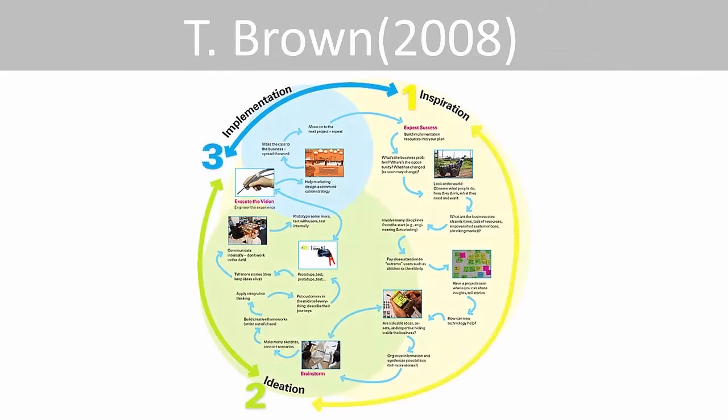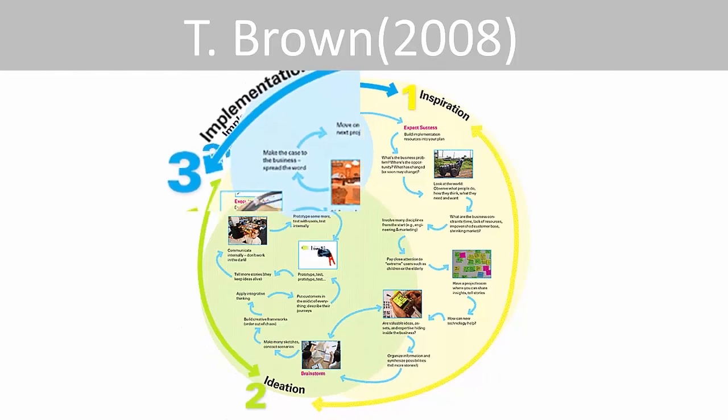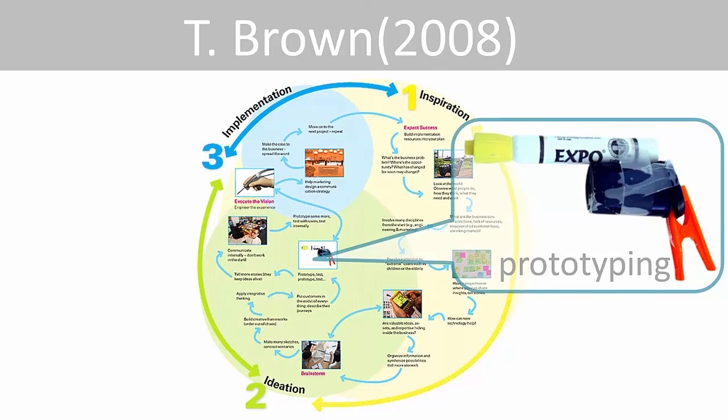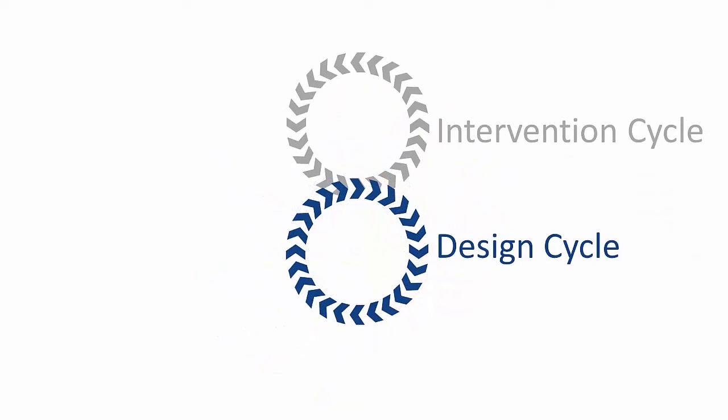The model of Tim Brown for the design cycle is quite comparable. He distinguishes 3 main phases: inspiration, ideation, and implementation. In contrast to Verschuren, Brown emphasizes the ideation phase, as he considers the process of generating alternatives an essential part of the design cycle. In his model, prototyping connects the phases ideation and implementation. Just like the model by Brown, we could relate many other cyclic descriptions of design and intervention to the model in this video.